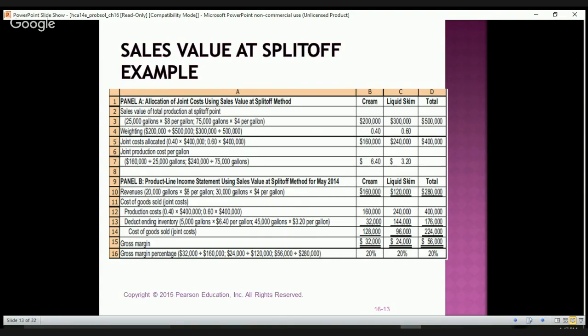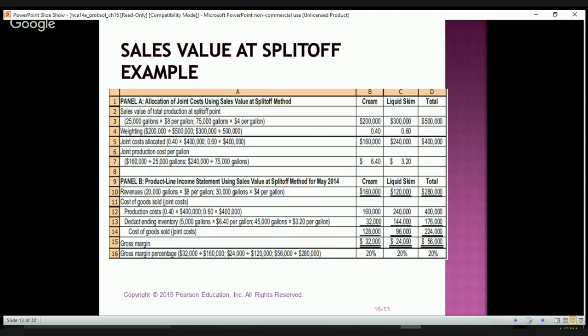Subtract that from production costs. So my cost of goods sold of the joint cost is 128,000 for the cream and 96,000 for the liquid skim. My gross margin is $32,000. How do I get that? I take the 160 minus the 128, I get 32,000. I take the 120 minus the 96, and I get 24,000. So my gross margin for everything is 56,000.